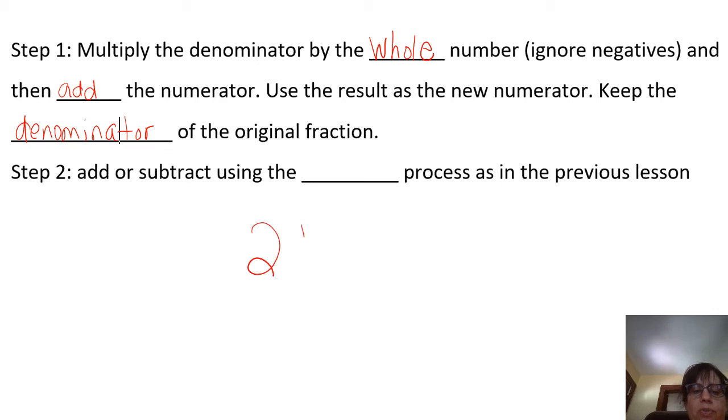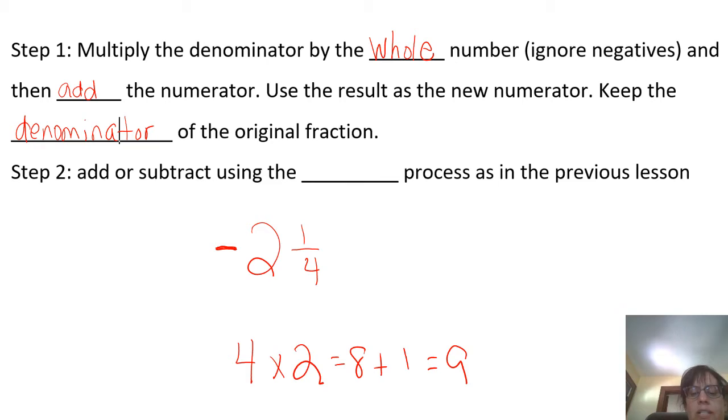If I had 2 1/4, I would start out by taking the denominator of 4, multiply it by 2 to get 8. Then I would add 1 to get a 9. Okay? Nothing would change if there's a negative here. I would ignore that negative and I would still go 4 times 2 is 8, add 1 is 9, and get that as my new numerator. Then you keep the denominator of 4.